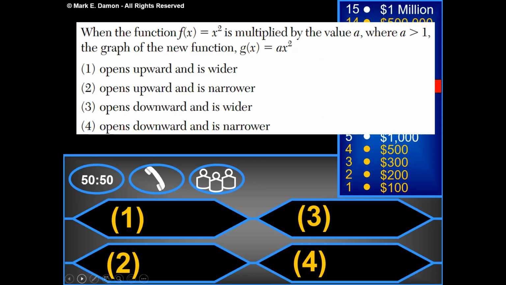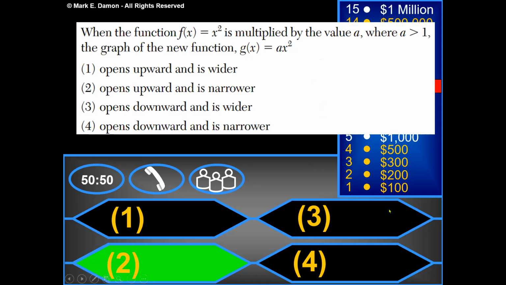I know people are changing their minds now. So hopefully now you understand what that coefficient does, right? Coefficients that are positive are up. Coefficients that are higher than 1 are narrow or stretched by a factor of whatever that number is. All right, I'm going to put my dividing line in here.